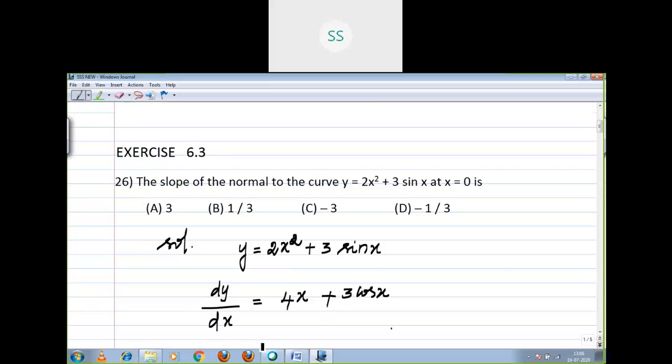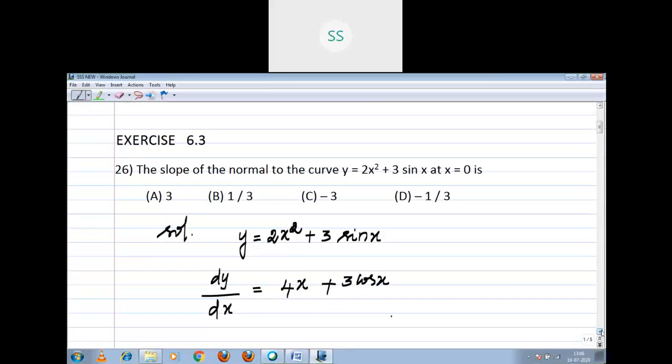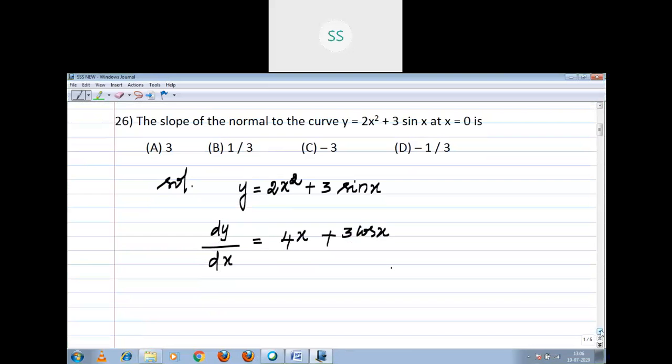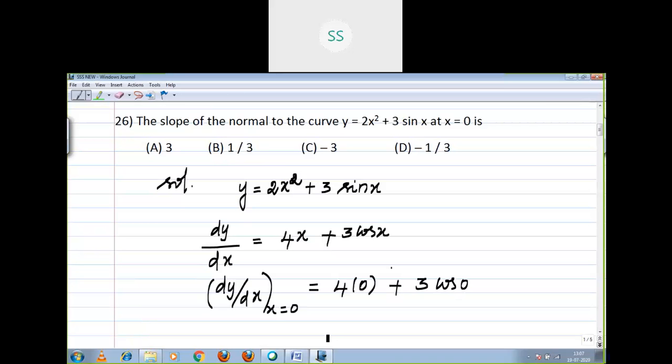Now dy by dx is given. Then they said x is equal to 0. That you have to substitute in the place of x. What is your dy by dx at x is equal to 0? 4 into 0 plus 3 into cos 0. What is the value of cos 0? 1. So 3 into 1 equal to 3. This is your slope of the tangent.